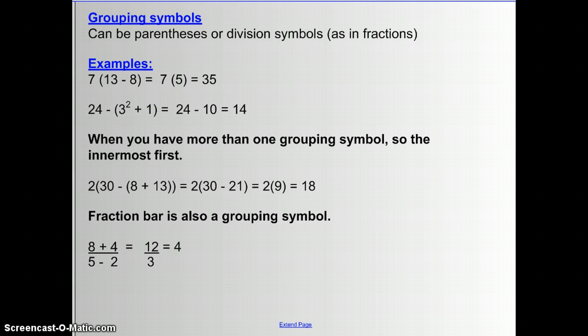In the numerator, we have 8 plus 4. 8 plus 4 becomes 12. In the denominator, we have 5 minus 2, and 5 minus 2 is 3. Your problem then becomes 12 divided by 3 equals 4. I cannot say this strongly enough. You cannot divide 8 by 5 and 4 by 2. Right? Whenever there's addition or subtraction in the numerator and denominator, you must simplify that first before you divide.